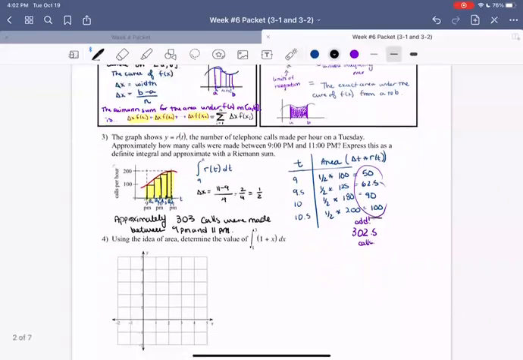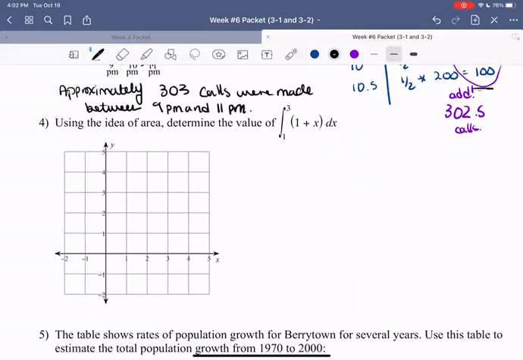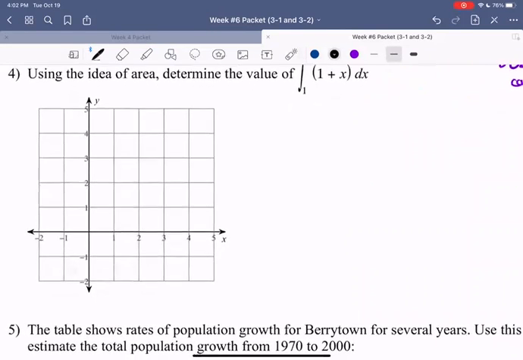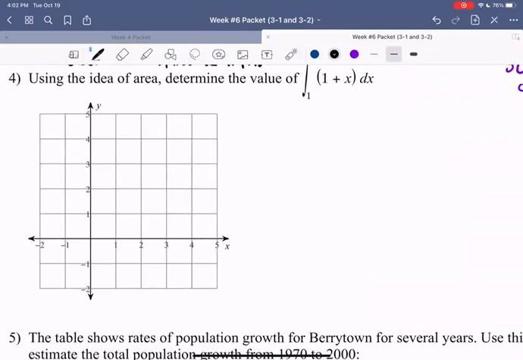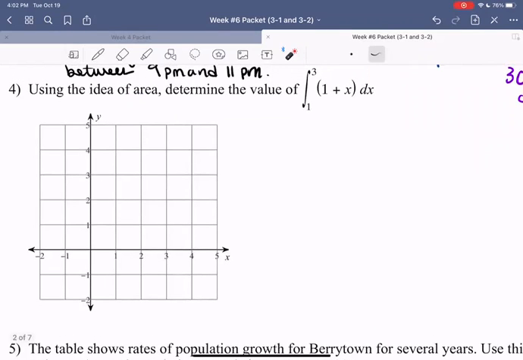In this video, we're going to look at example 4 on our notes and examples from 3.1 on the definite integral. So for number 4, it says use the idea of area to determine the value of the integral from 1 to 3 of 1 plus x dx.